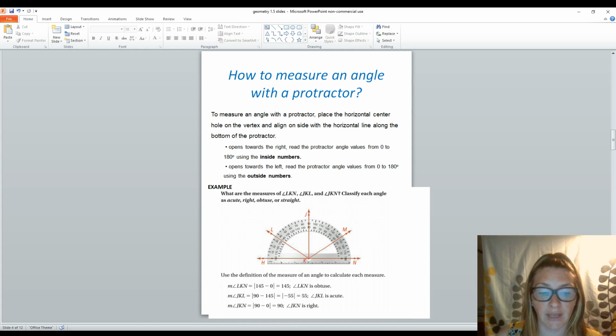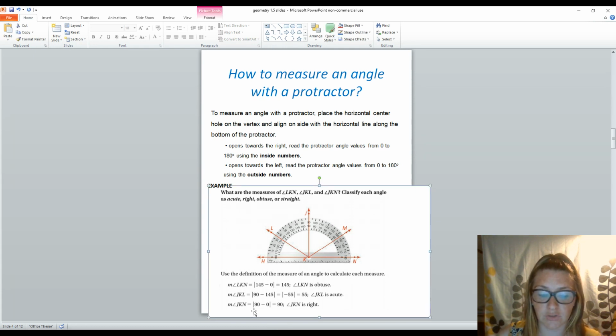And then we have JKN. So JKN, N falls at 0. So I'm looking at that inner side of my numbers, and you can see go all the way to J. And here we have 90 degrees, and it's my right angle.